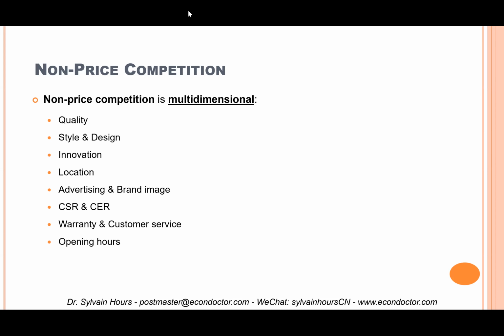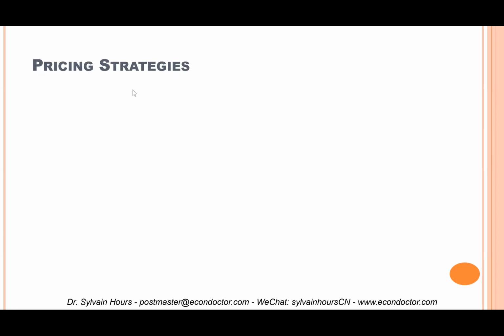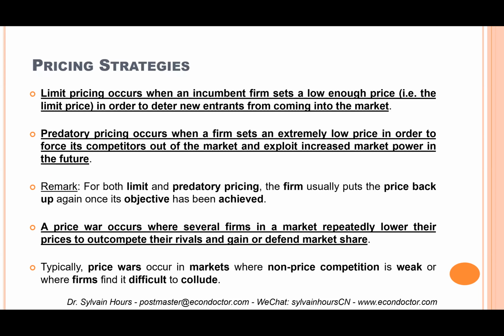There are 2 more keywords that students must know, and they often confuse them, which are limit pricing and predatory pricing. They often confuse them because the objective is the same, and the method is the same. The outcome is going to be the same, but the context is different.